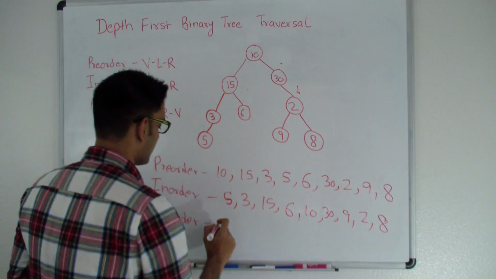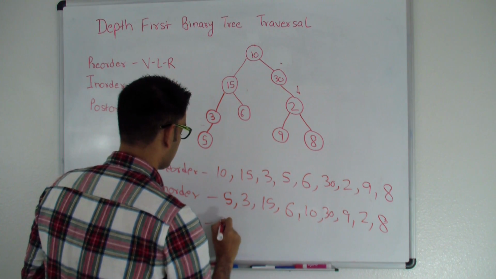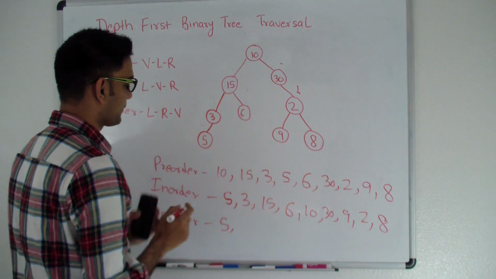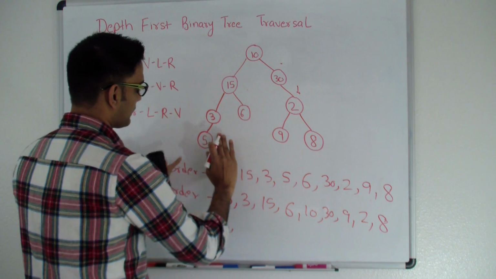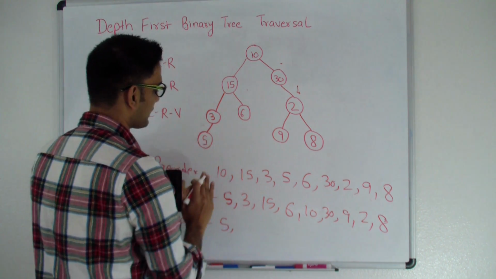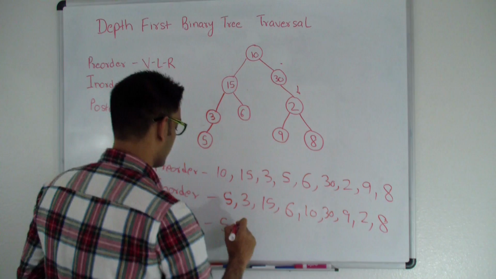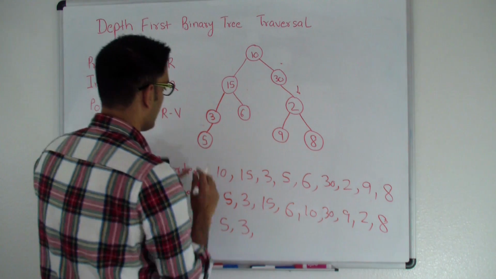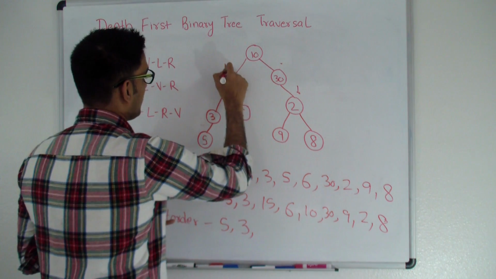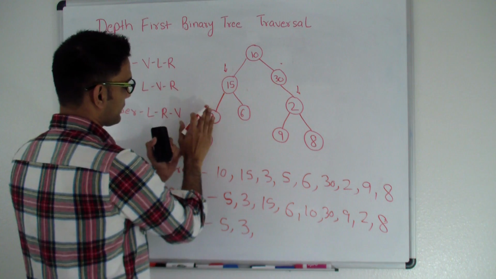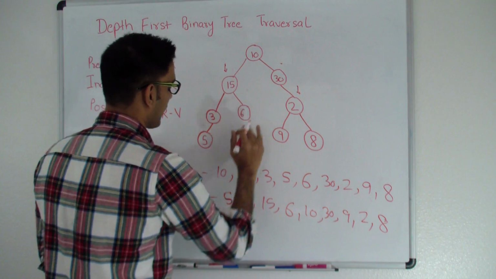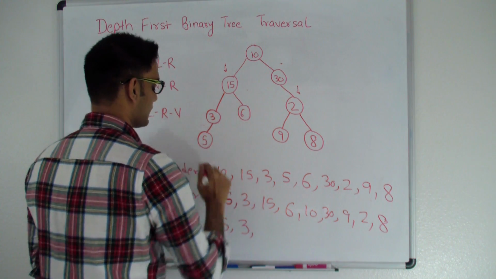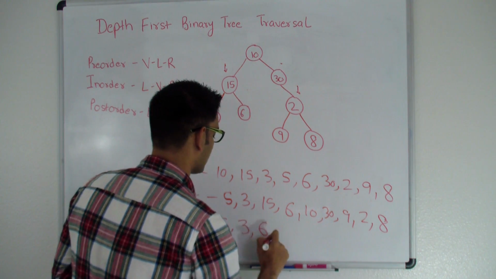So let's print 5 first. 5 doesn't have left and right, so we will print 5. Then we go to 3. 3 doesn't have a right child, so that means that everything on left and right is done. So I will go to 3 and print 3. Then I go to 15. When I'm at 15, everything on the left is visited, everything on the right is not visited. So I go on the right first. 6. 6 doesn't have left or right, so I print 6.